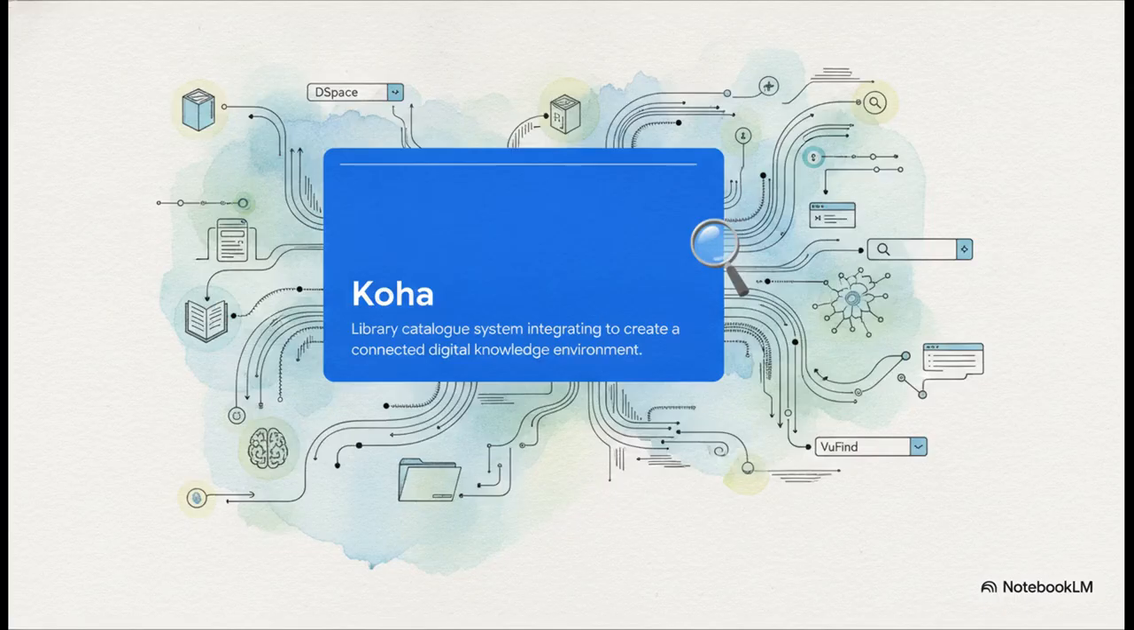And to complete this connected ecosystem, we have Koha. The platform is specifically designed to integrate seamlessly with this library catalog system. By bringing Koha into the mix, you unify the whole shebang: the library catalog, the DSpace institutional repository, the RASRAG AI services, and the VuFind discovery platform. They all operate as one single connected digital knowledge environment. It's just a beautifully cohesive ecosystem.